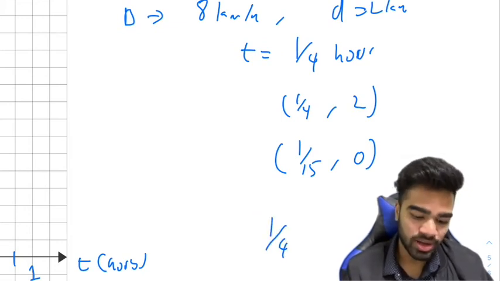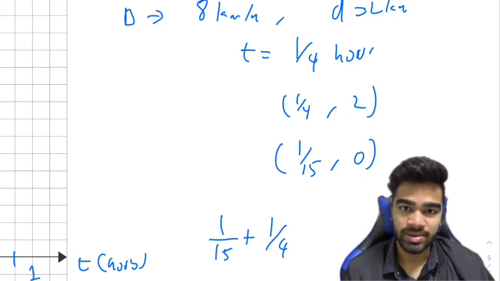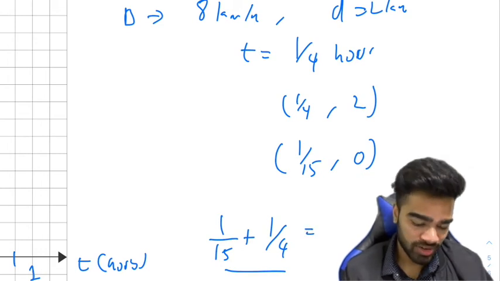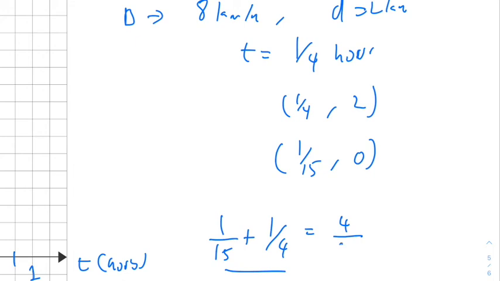Well, he takes a quarter, but he's starting at 1 over 15 hours, a delayed start. So it's a delayed start plus a quarter. So this is the time that he finishes. We just need to add these two fractions. So 4 over 60 plus 15 over 60. So I'm just adding fractions. So it's 19 on 60. So that's when he finishes, okay?